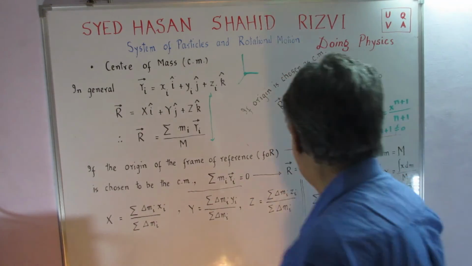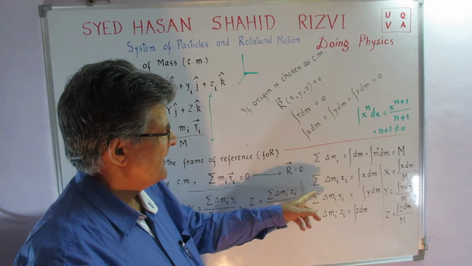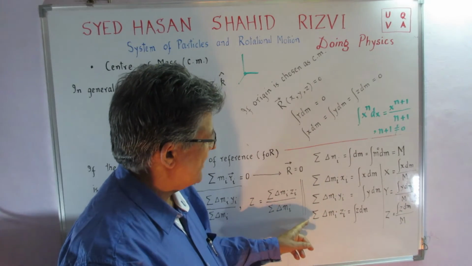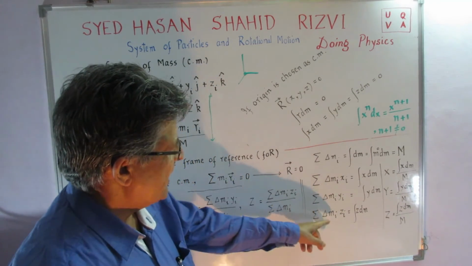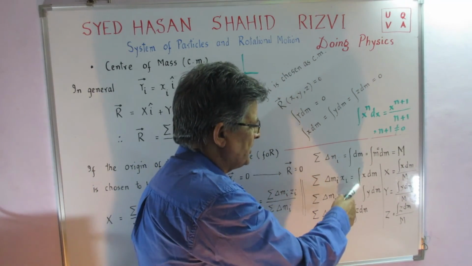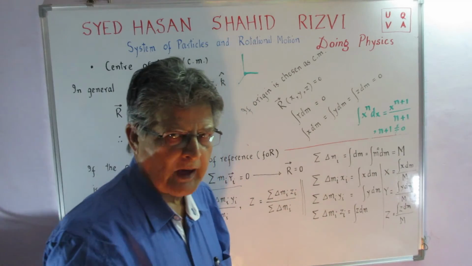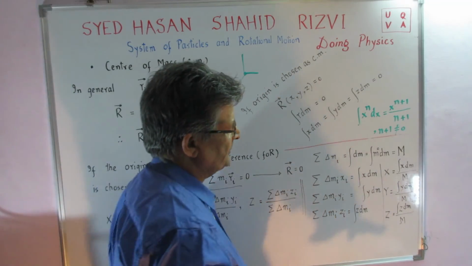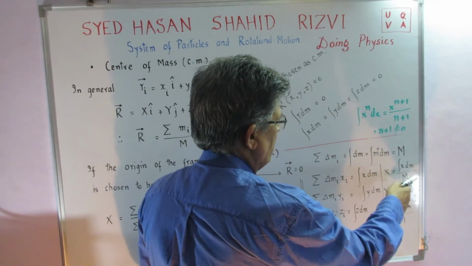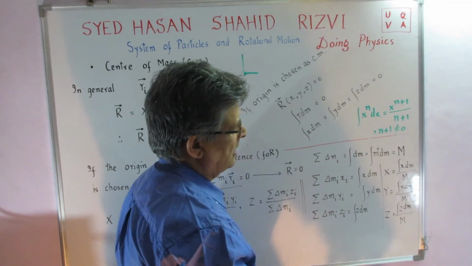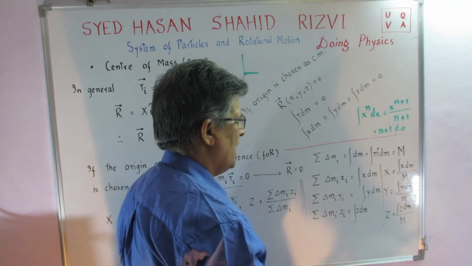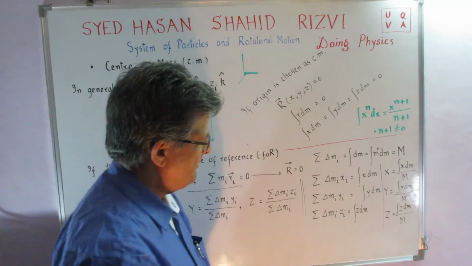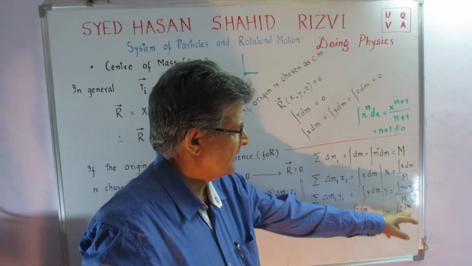So in that case, I can write sigma delta m_i x_i, sigma delta m_i y_i, and sigma delta m_i z_i as integration of all the x coordinates with the mass dm, y dm and z dm, so that what I will get is the value of x equal to integral x dm, which we can carry out with the definitions that are given to us about the body under consideration. y is equal to integral y dm upon M, z equal to like this.